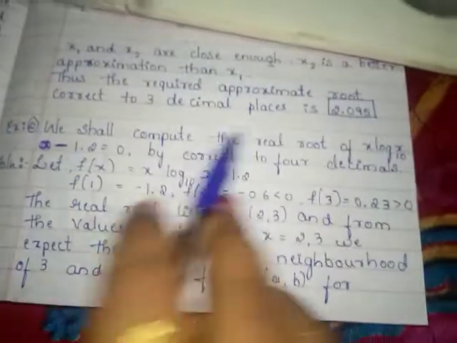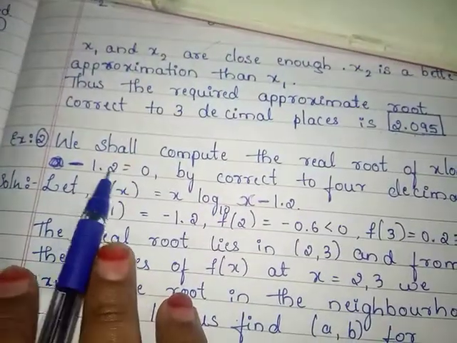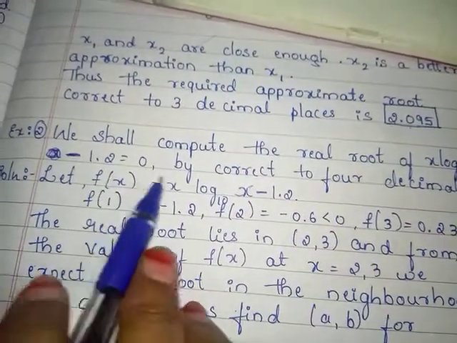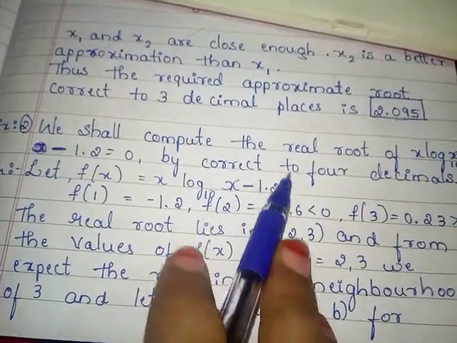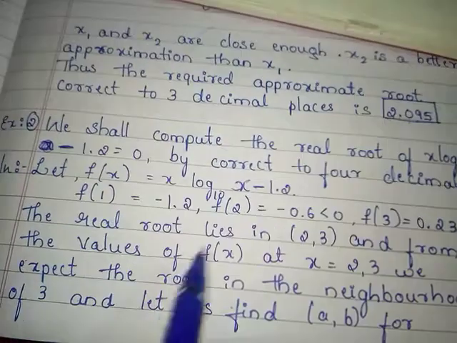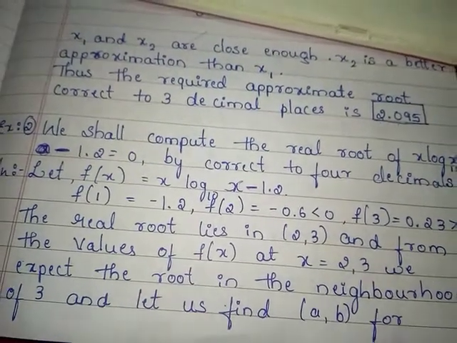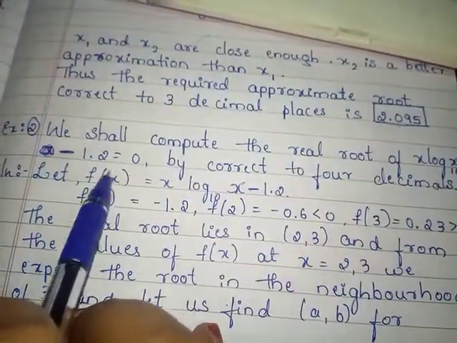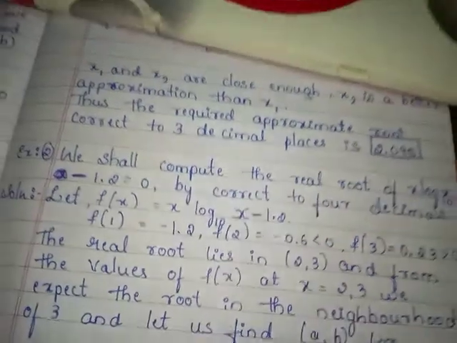Solution. Given equation is x log x to the base 10 minus 1.2 is equal to 0. It can be written as f of x is equal to x log x to the base 10 minus 1.2. We know that first we have to find the interval, that is the values of a and b. To find the values of a and b, substitute values of x. First go through the lower values.